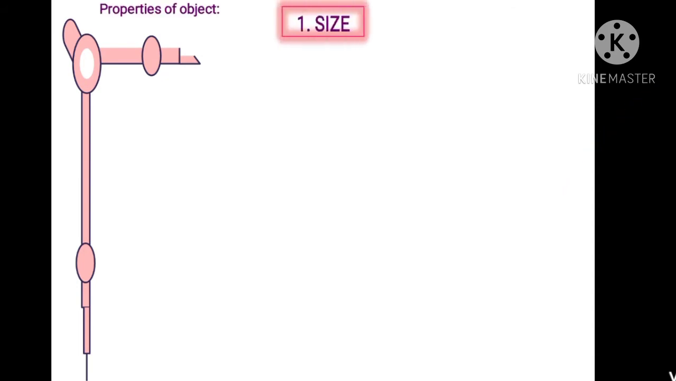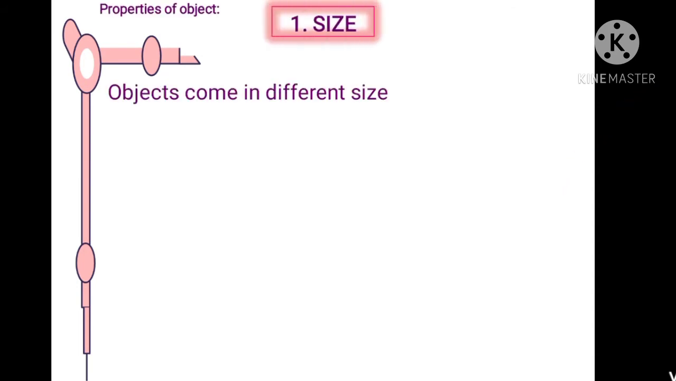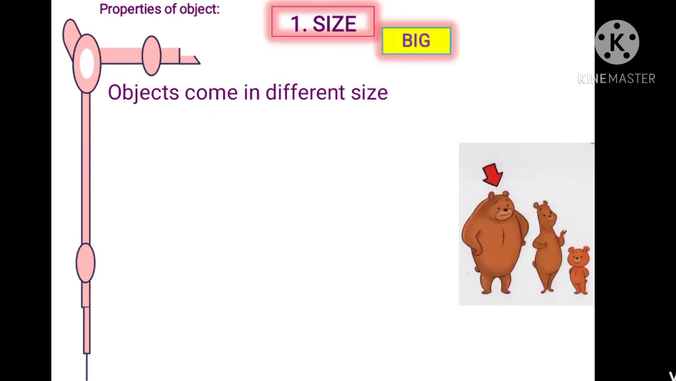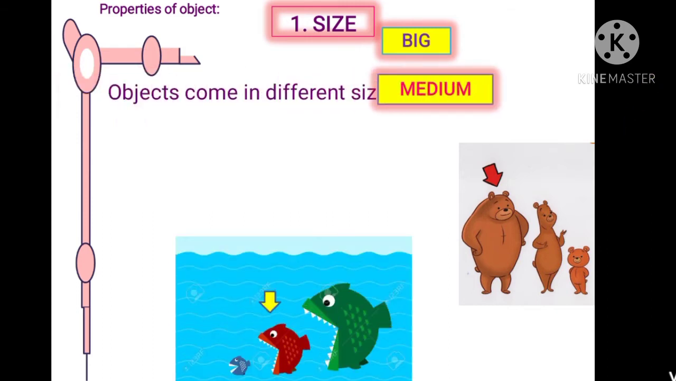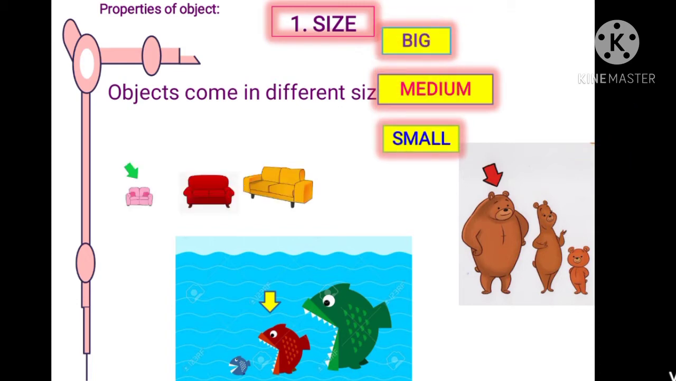Property of object number 1, size. Objects come in different sizes. Which one is the big one? Papa Bear. Good. Medium. Which of the fish is medium? Good, the red one. And small. Which of the sofas is the small one? Yes, the pink one. Good. So we know now the size could be classified into big, medium, and small.